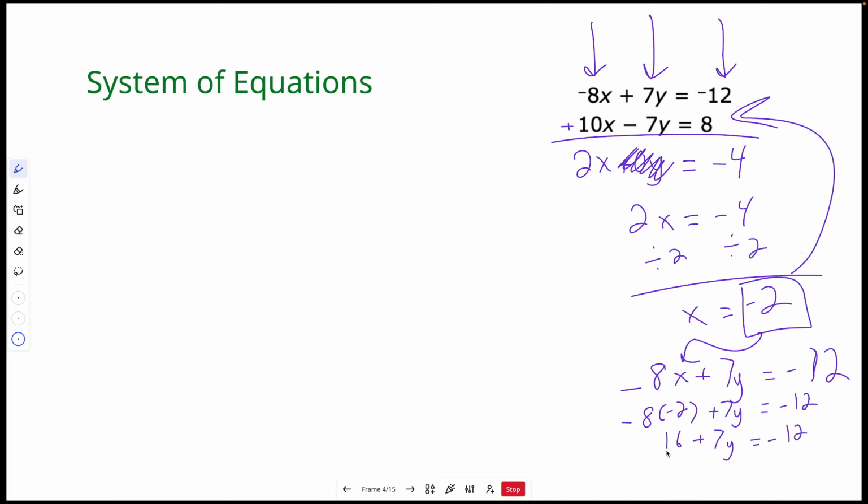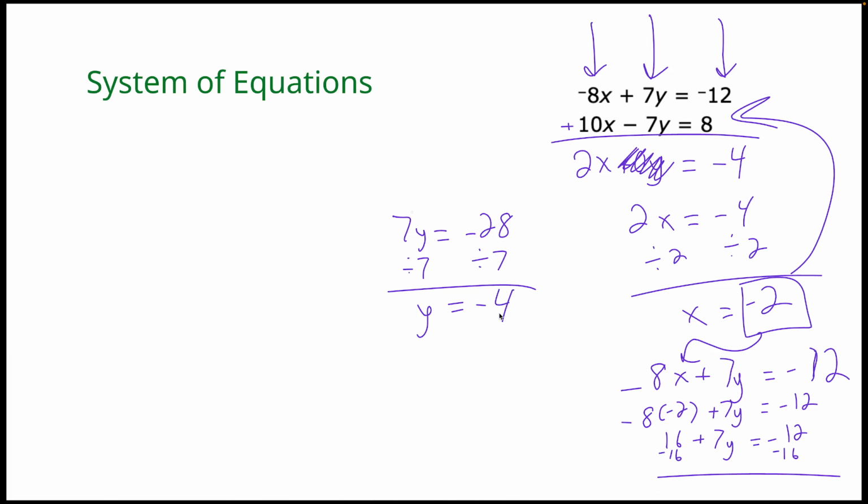How do we get this y by itself? Well, we're going to subtract 16 on both sides. And let me bring this line of work over here because I'm out of space. I would be left with 7y equals negative 28. Divide by 7 on both sides. Again, we should know how to solve equations at this point. And we get negative 4. So your final solution, which is always two numbers in a system of linear equations, is negative 2, negative 4. Here's your solution.